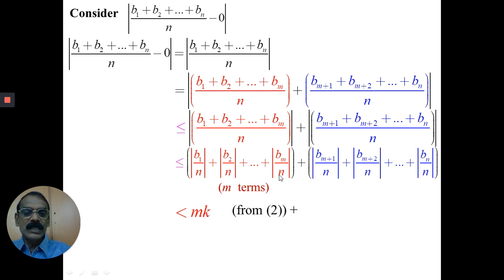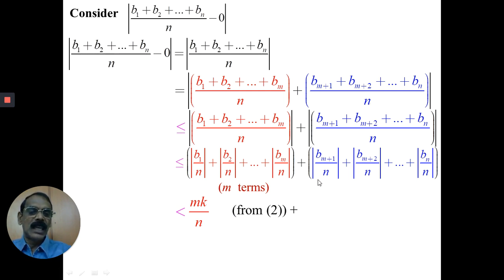What about the denominator? Every term has by n. And hence, the whole thing, that is modulus of b1 by n plus b2 by n plus so on plus modulus of bm by n, will be strictly less than m into k by n. Why is it m into k by n? Because each bi is less than k. There are m terms, therefore mk by n is there, with every term divided by n.